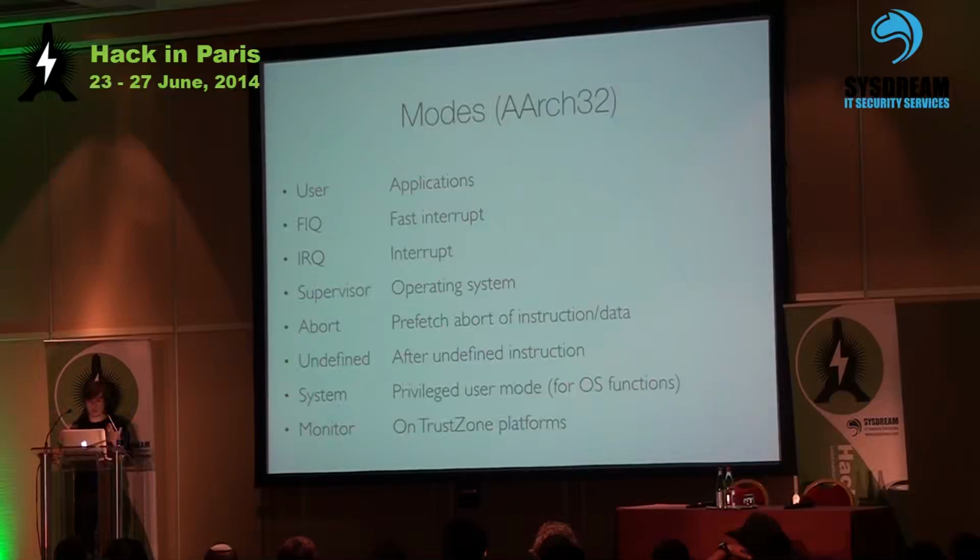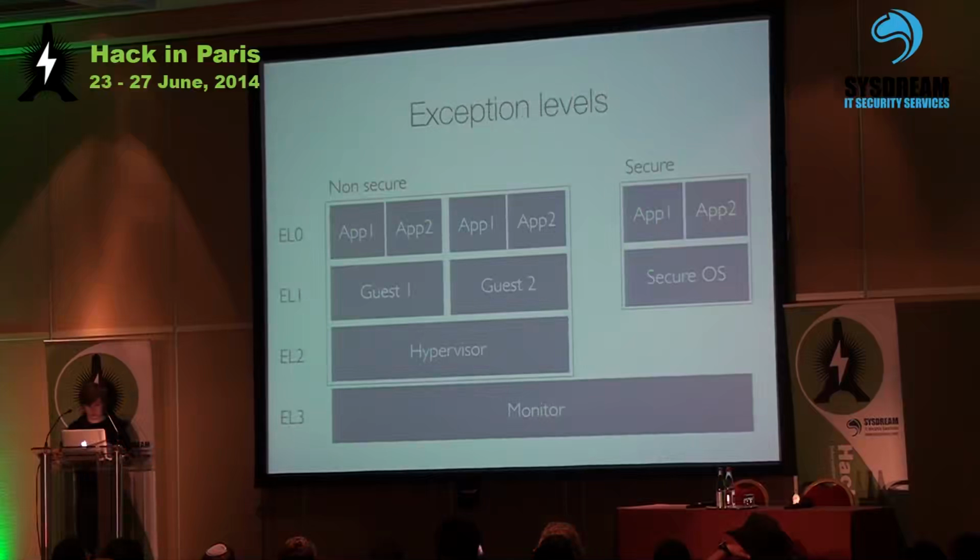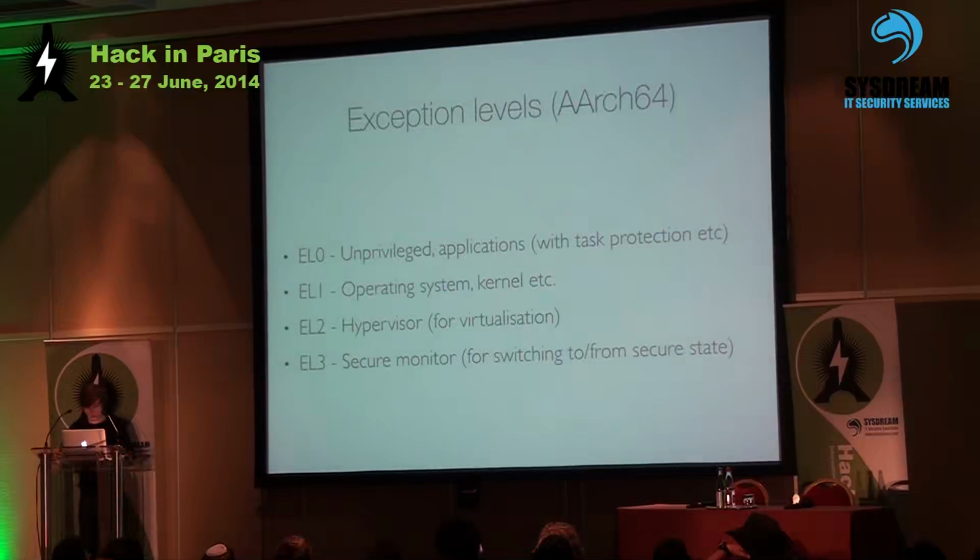They get rid of that, and now we only have 4 modes left. We have the EL0, exception level 0, which is the unprivileged mode where your applications run. We have exception level 1 where your operating system, your kernel, and so on runs. Then we have a third exception level where your hypervisor, for example on your desktop it would be your VMware or whatever, runs. And then underneath that we have another mode which is called the secure monitor, which manages the state switch between the normal mode and the so-called secure state.